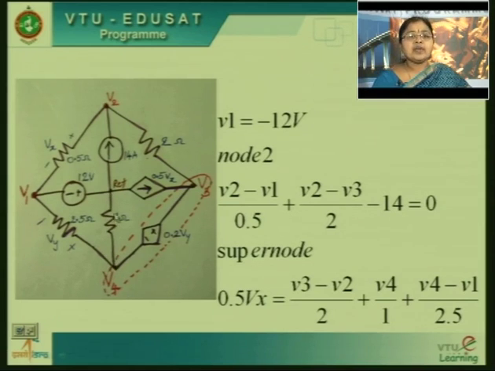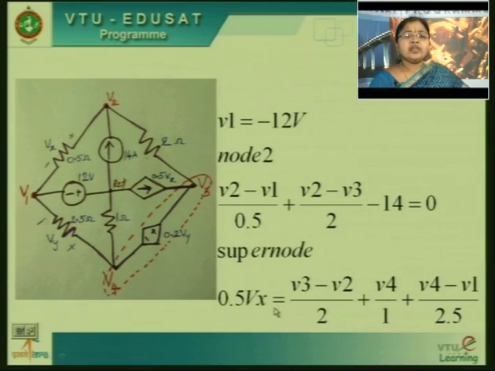So, V4 divided by 1. So, that has to be on the right hand side. Current leaving the node I have shown in the right hand side. So, V4 divided by 1 is current leaving the node, and through this resistor V4 minus V1 divided by 2.5 ohms gives me the current leaving this node. So, through this branch current is leaving, through this 2 ohms is also current is leaving. So, 3 terms on the right hand side where current is leaving, that is equivalent to the total current entering the node, that is 0.5 Vx.